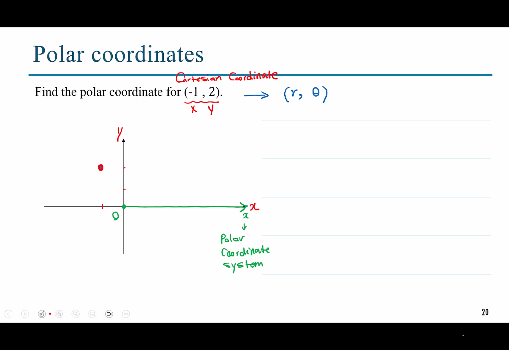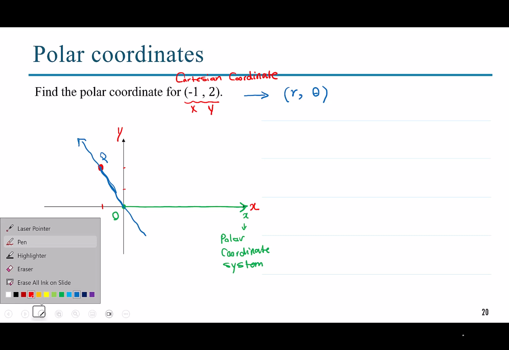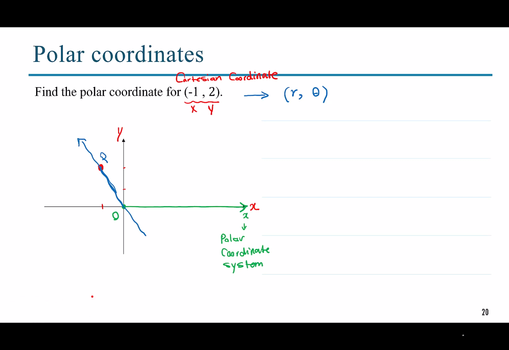Looking at this, I can say this is my point P. We already said the ray that goes from O to P is the ray this point is placed on. So this way I can find my theta first. Theta is the angle between my initial ray, X, and the ray on which my point is placed. When I go from O to P, this ray is the ray I need to measure the angle for. So this is my theta.